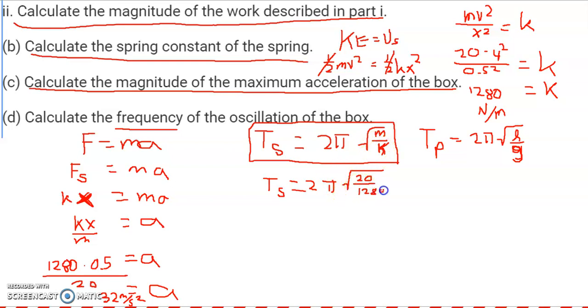Now, once you find the period, just remember the period is the reciprocal of the frequency. So once you find the period, you can just find the reciprocal to find the frequency, and the frequency for this came out to 1.27. The frequency is in hertz. 1.27 hertz.